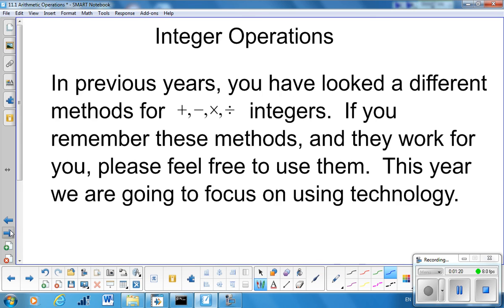In previous years, you've looked at different methods for adding, subtracting, multiplying, and dividing integers. If you remember these methods and they work for you, please feel free to use them. This year, we're going to focus on using technology.